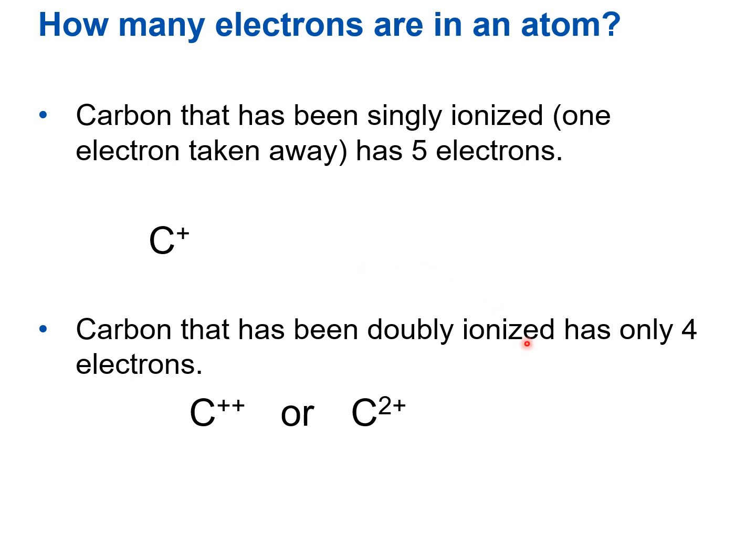Now, if we take away another electron, then it's been doubly ionized. So a carbon atom that's been doubly ionized has had two electrons taken away, so it only has four electrons now. It can be written like this, either C++ or C2+, and that means it has a charge of positive two. So if you see the symbol C2+ or C++, you think it has a charge of plus two, meaning from its neutral state, it had two electrons pulled away from it. If you want to know how many electrons are in there, you have to think, what was it in its neutral state? Well, if it's carbon with six protons, it originally had six electrons. And if two have been taken away, now it only has four.